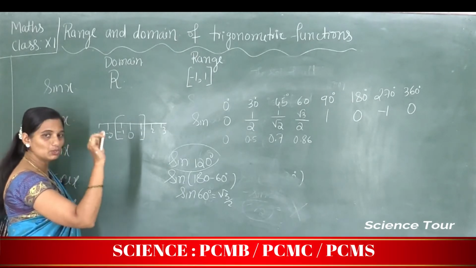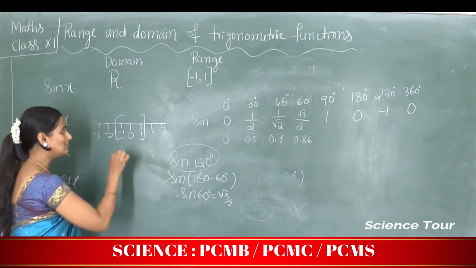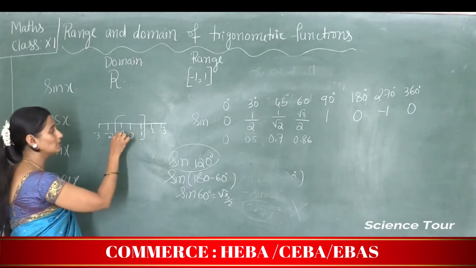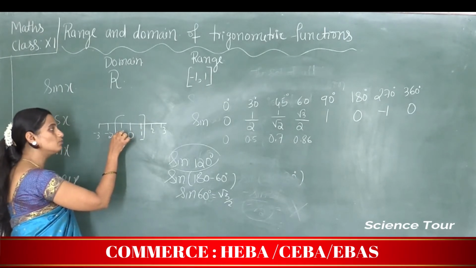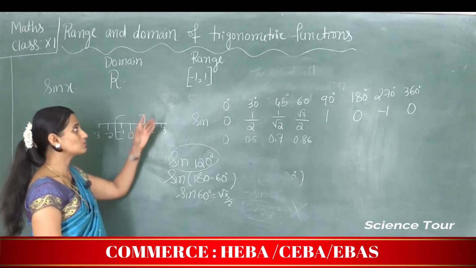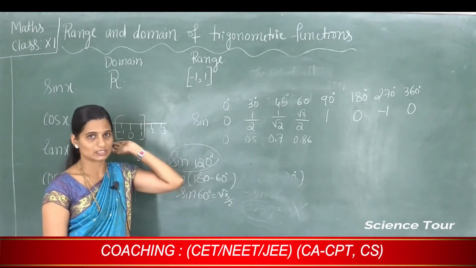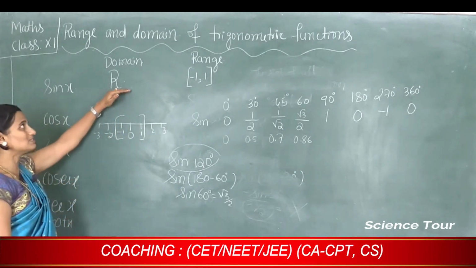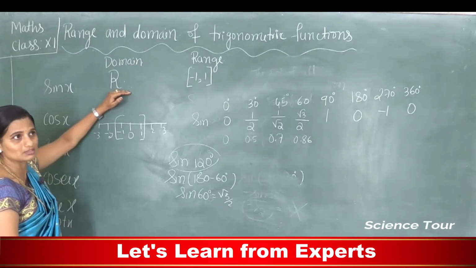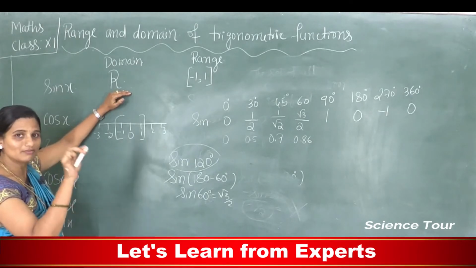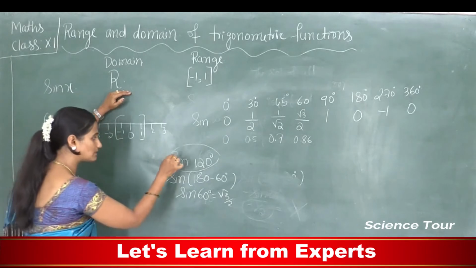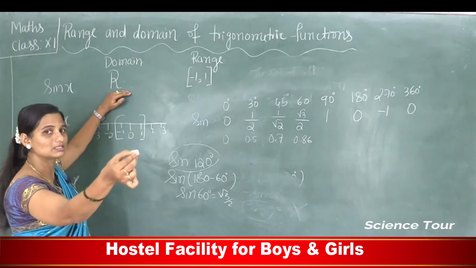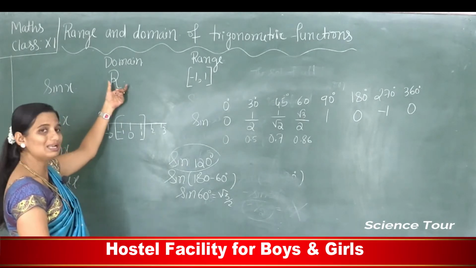Whatever the value of a sine angle, the value is always between -1 and 1. It is a closed interval, meaning it includes -1 and 1. So that is called the range of this function. Understood? So the domain is the set of all real numbers. Whatever real number you substitute for sine, there is an answer. That's why it is the set of all real numbers.